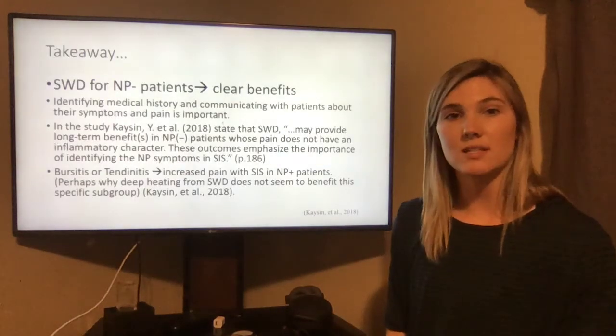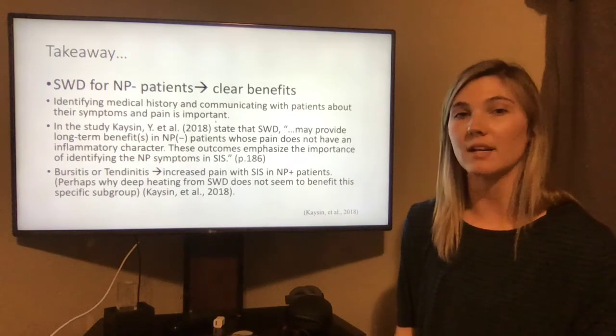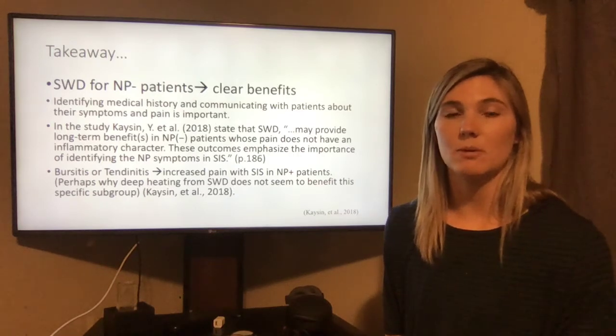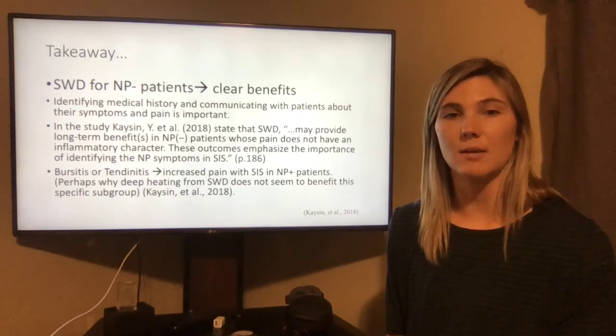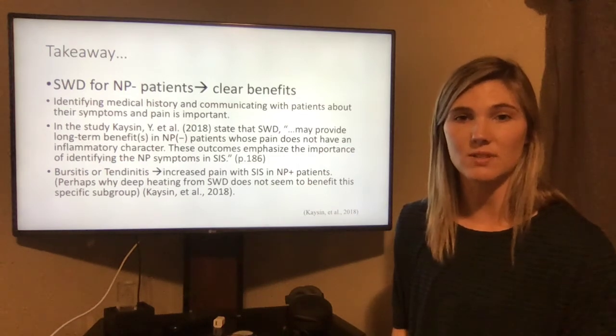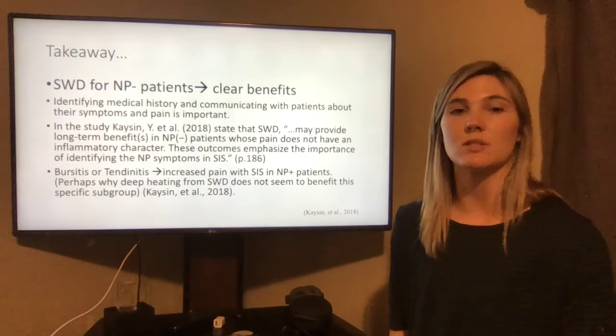So the takeaway for this study was that shortwave diathermy for night pain negative, so people without night pain, had clear benefits. And in the study, they stated that shortwave diathermy may provide long-term benefits in night pain negative patients whose pain does not have an inflammatory character. These outcomes emphasize the importance of identifying night pain symptoms in shoulder or subacromial impingement syndrome.